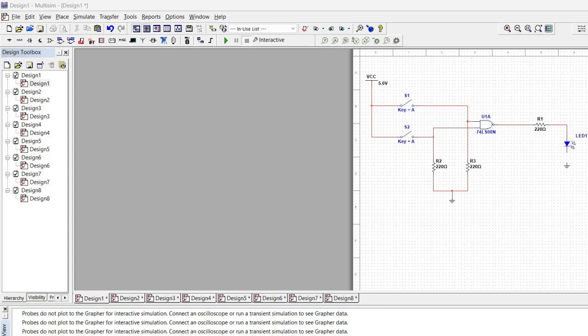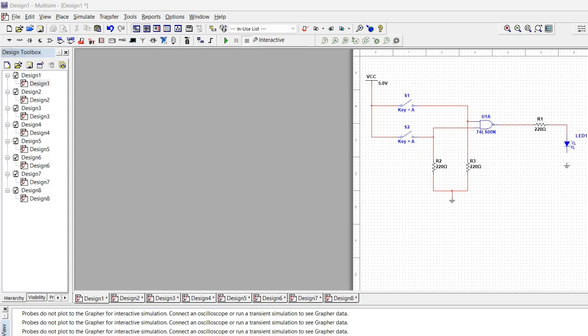When I push down the button, they allow the user to provide a high logic to the gate, and the resistors R2 and R3 are the pull-down resistors, ensuring that the inputs to the gate are at a non-high state. And R1 is the current limiting resistor for the LED to ensure that it won't be damaged.